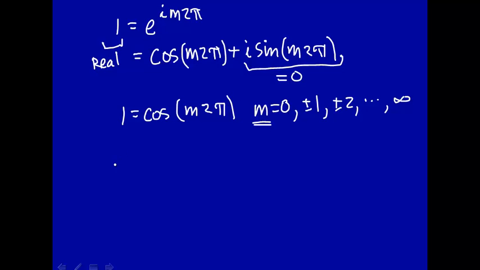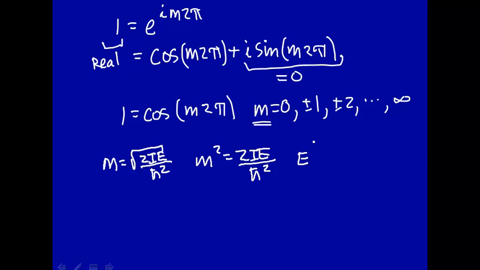All right, so we know that m is equal to the square root of 2IE over h bar squared. Or let's square this: m squared is equal to 2 times the moment of inertia times energy over h bar squared. Or solving for E, E has to be equal to h bar squared over 2I, moment of inertia, times m squared, where m is a quantum number, has to be one of these integers up here.